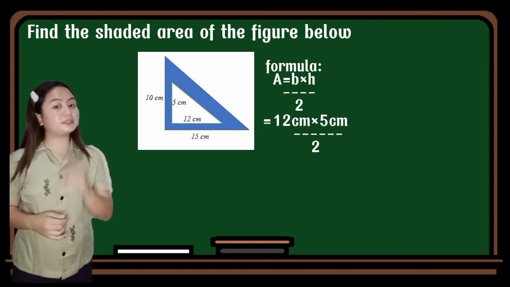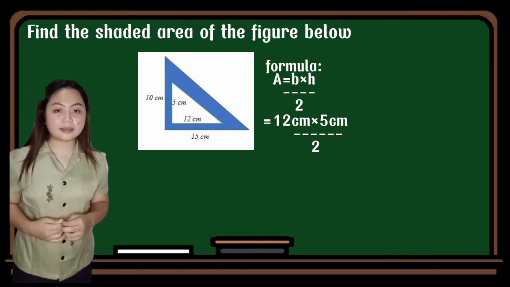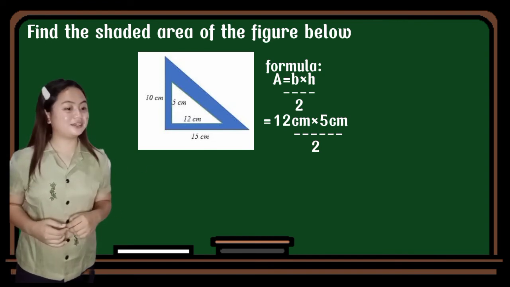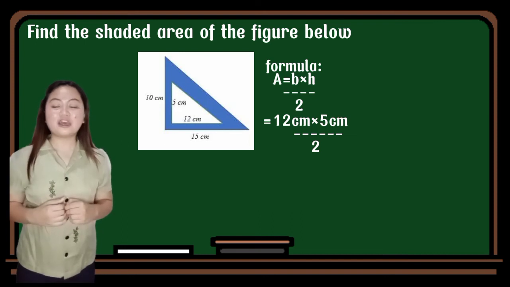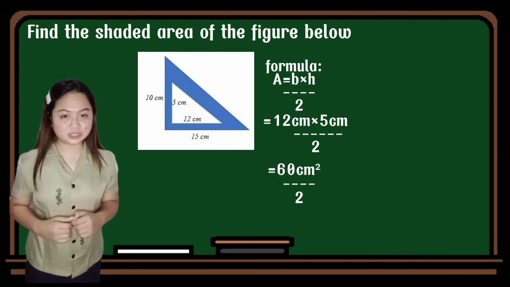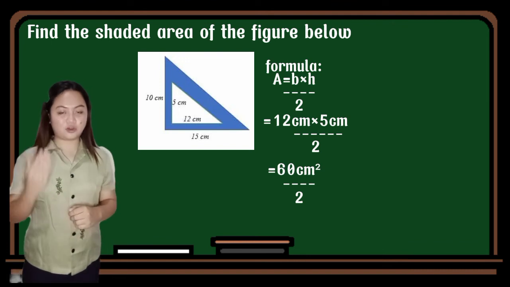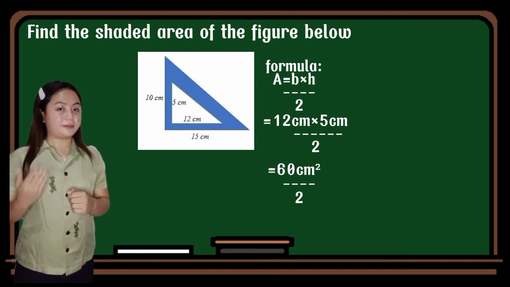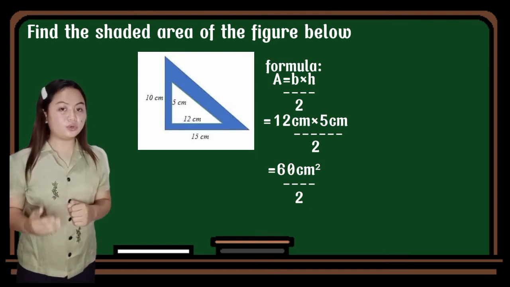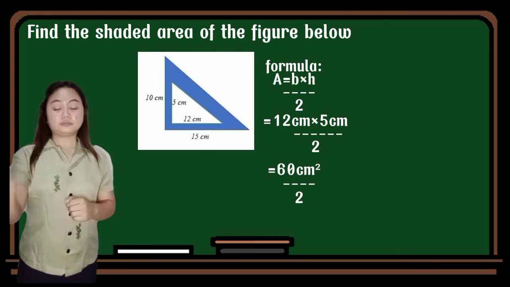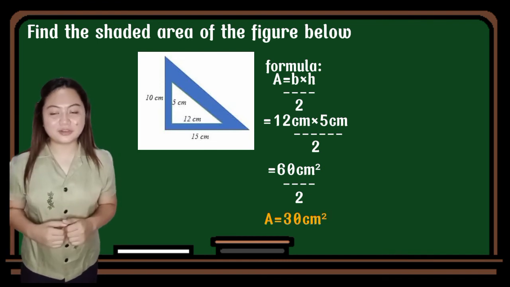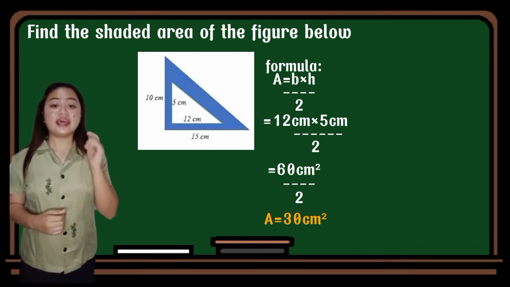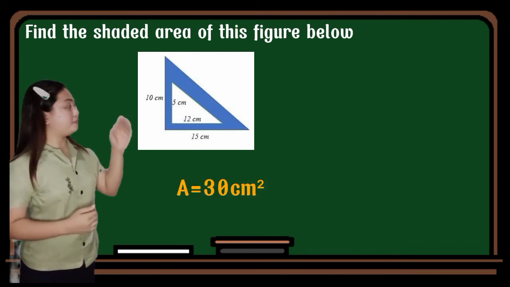First, multiply 12 centimeters times 5 centimeters is equal to, what is the answer? Yes, Lauren? 60. Very good. 60 square centimeters over 2. So, to get the area, let's divide them. 60 divided by 2, that will be, Adele? 30. Very good. 30 square centimeters. So, very good, class. Next, find the area of the big triangle.